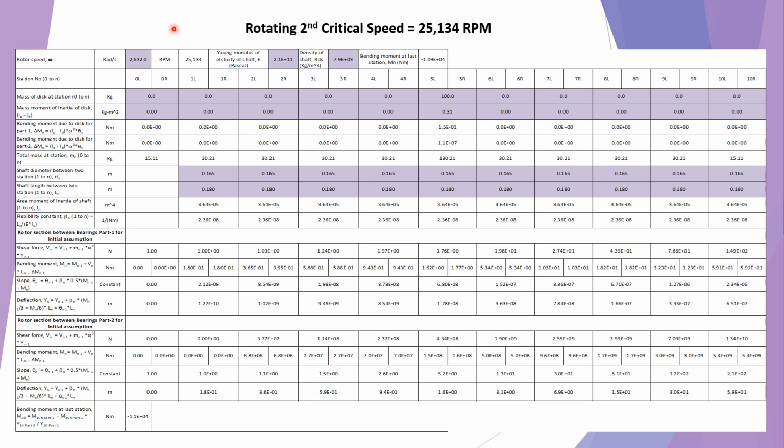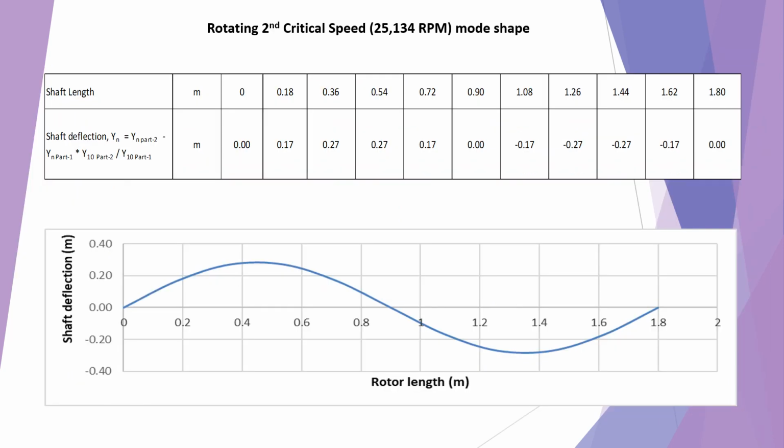Now this is the rotating case of the second critical speed, which is now 25,134 rpm at the corresponding critical speed. The bending moment at the last station is 0. This is the mode shape for the rotating second critical speed, that is 25,134, and the x-axis is the shaft length, the y-axis is the deflection of the shaft at different stations. This is the mode shape of the rotating case of the second critical speed.